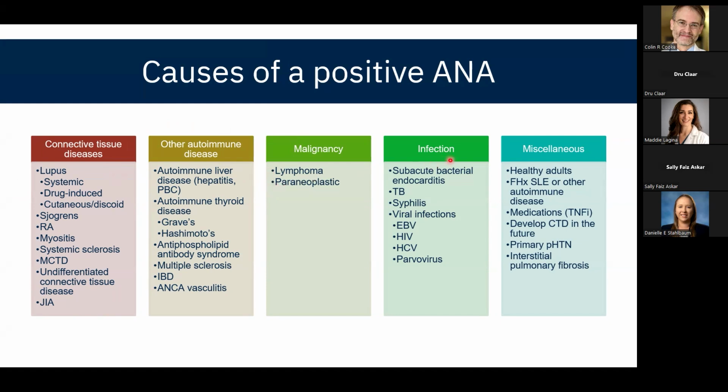We never want to miss an infection when someone has a positive ANA, especially someone who comes in with fever of unknown origin. We're always looking for endocarditis, TB, syphilis, and then viral infections are common as well. And then again, there are multiple medications that can cause a positive ANA. It's seen in some patients with IPF, and in healthy adults. So one of the hardest parts about ordering an ANA is figuring out how you're going to interpret it. So I always tell people it's a piece of the puzzle, but it does not give a diagnosis, nor does it break a diagnosis.